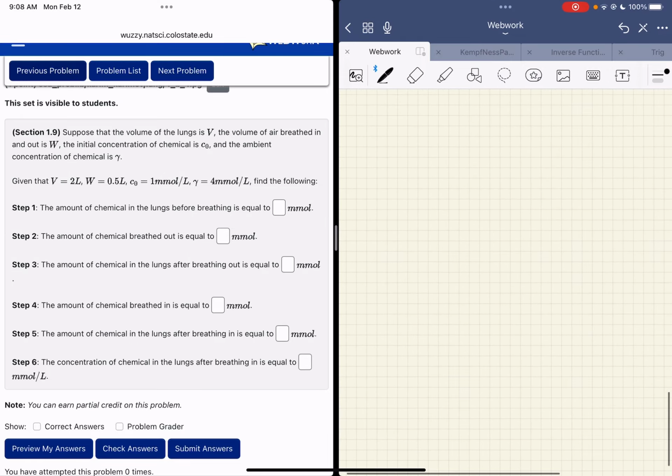Anyway, here's the deal. You got some lungs, and they hold 2 liters. That's how much air these lungs hold. This is definitely an adolescent child because an adult lung is about 5 to 6 liters.